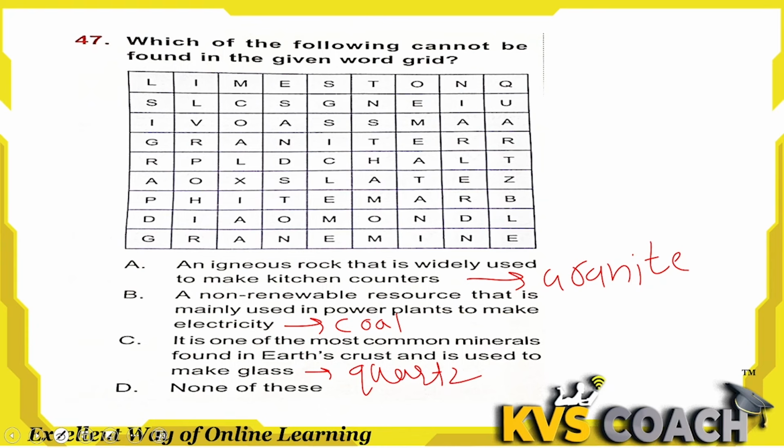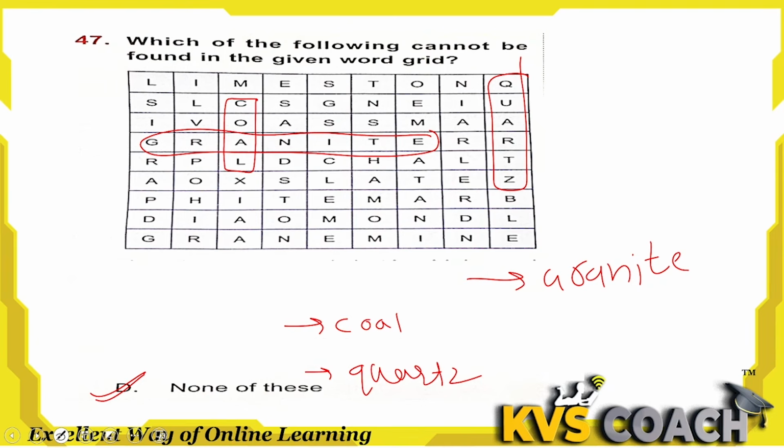Let's check what we can find. Coal is here, granite is here, and quartz is here. So we found all the options. So there is none which we cannot find. Option D is the right answer here.